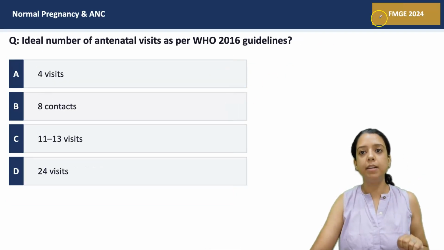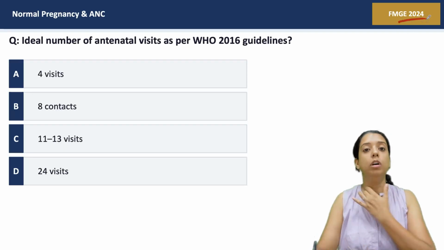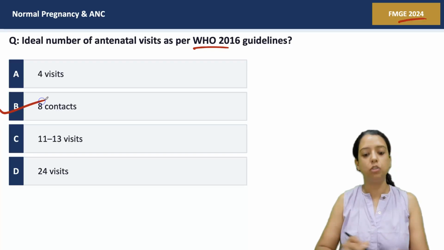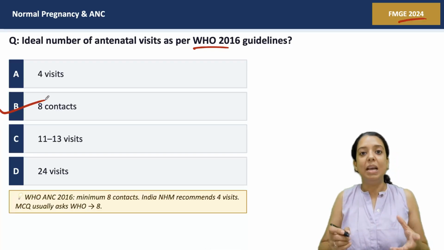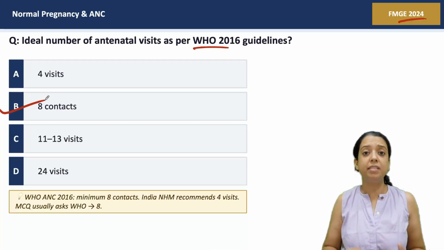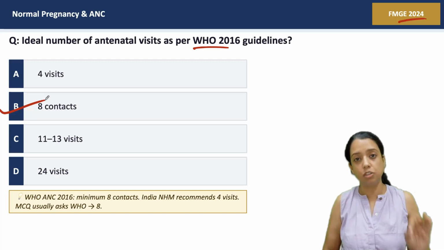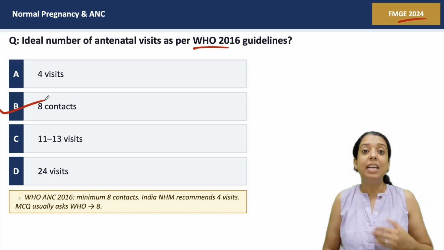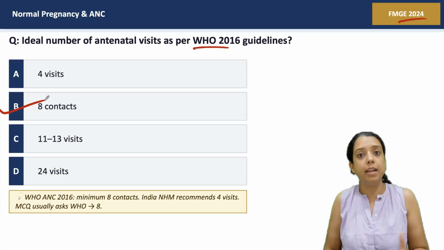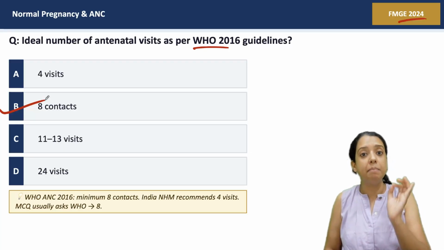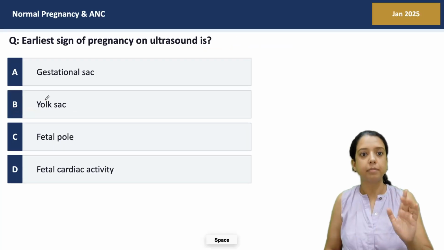Ideal number of antenatal visits was asked in FMG 2024. According to WHO, at least 8 visits should be there. So ideal means minimum visits, and the minimum is 8 according to WHO. But according to Indian guidelines, if the question is asked according to NRHM, the minimum number of visits is 4. Since in India 8 visits is too much for a woman, 4 is the ideal minimum.